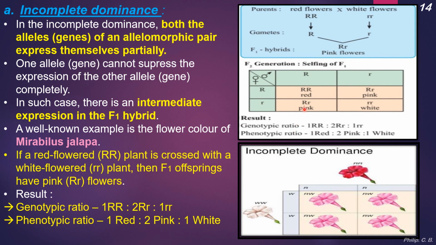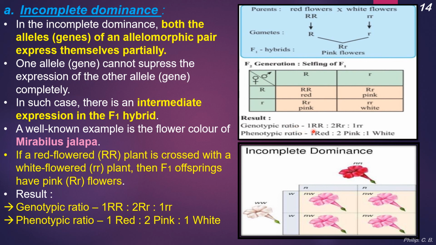So if you can see in the chart, that is parent red color, white color, capital R, small r, gametes, capital R and small r in case of white flower, F1 hybrids, capital R, small r. Now, F2 generation, that is selfing of F1, we get RR red, Rr pink, then rR, that is capital R, small r, pink, and small rr white. So we get here 1:2:1.